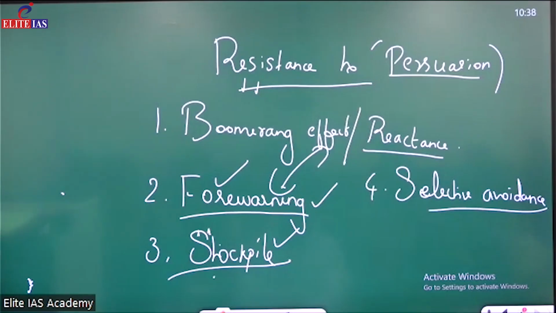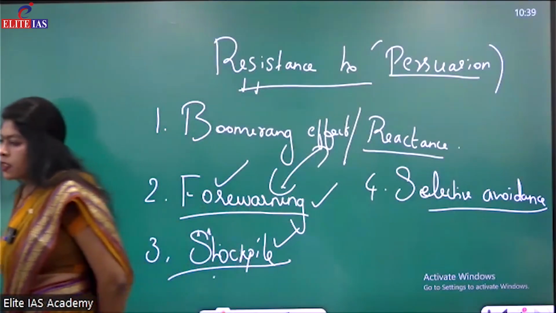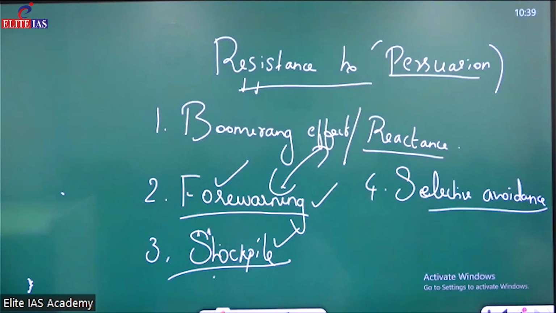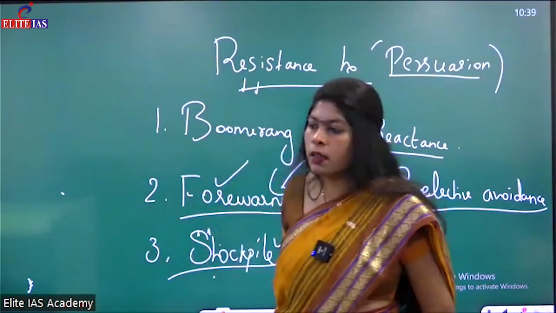So what is that forewarning where we left? Building counter arguments against a persuasive argument. And this will help the receiver to resist the conclusions recommended by the persuader.